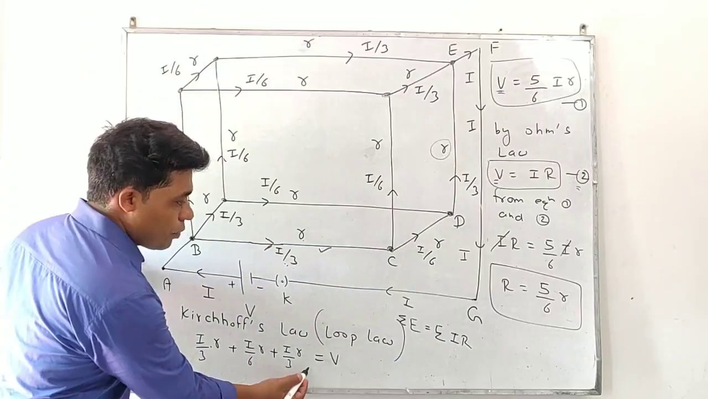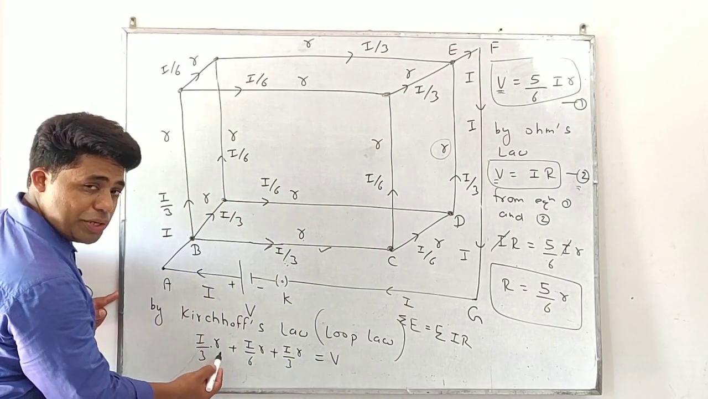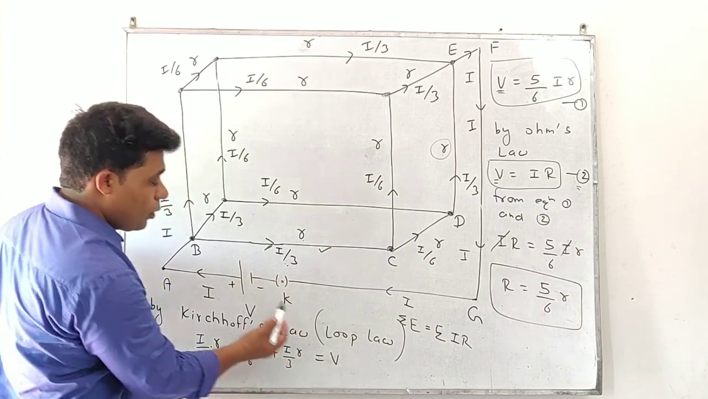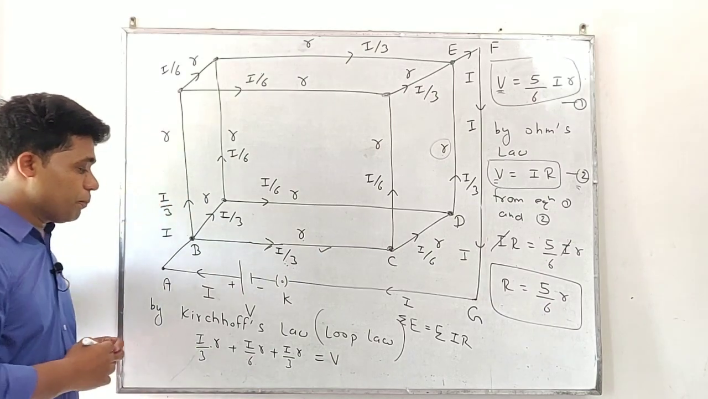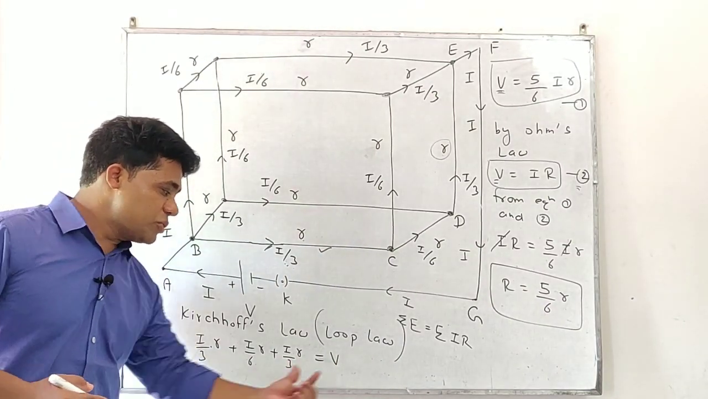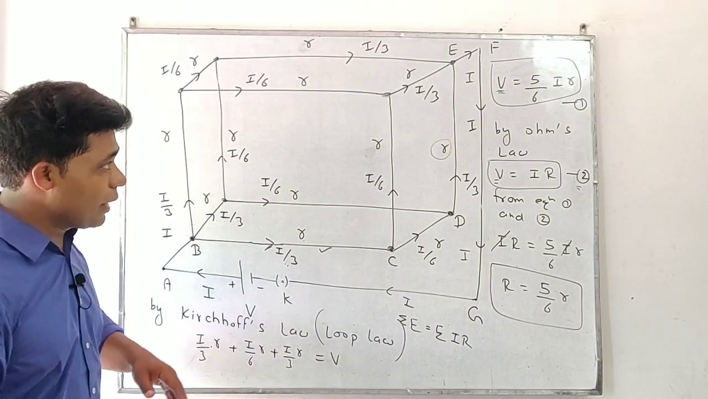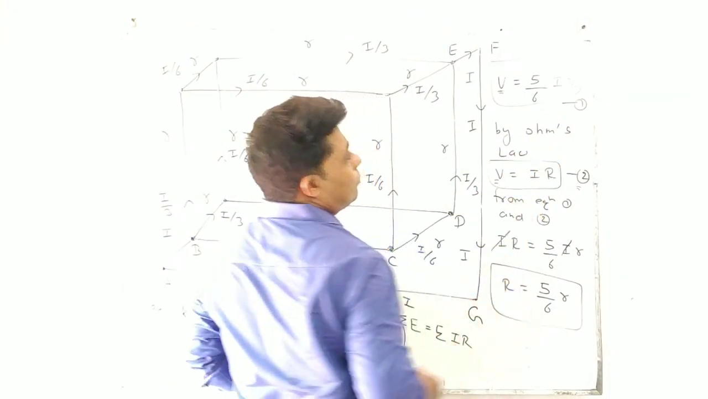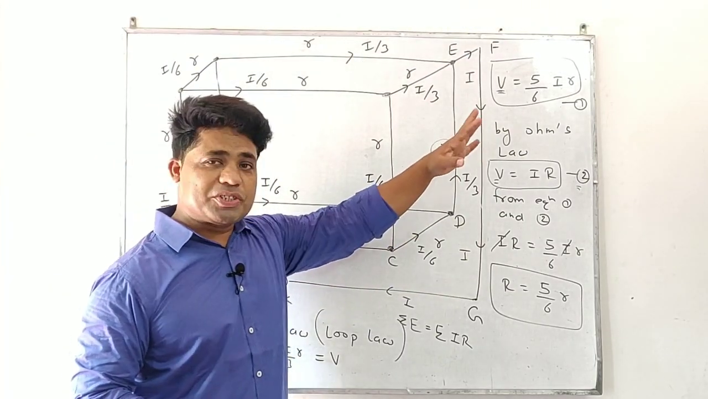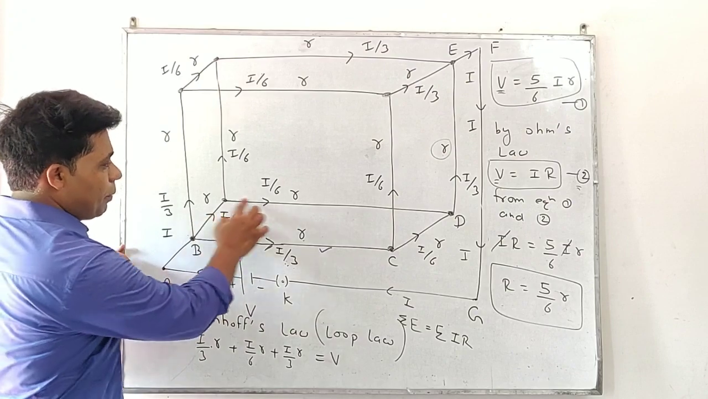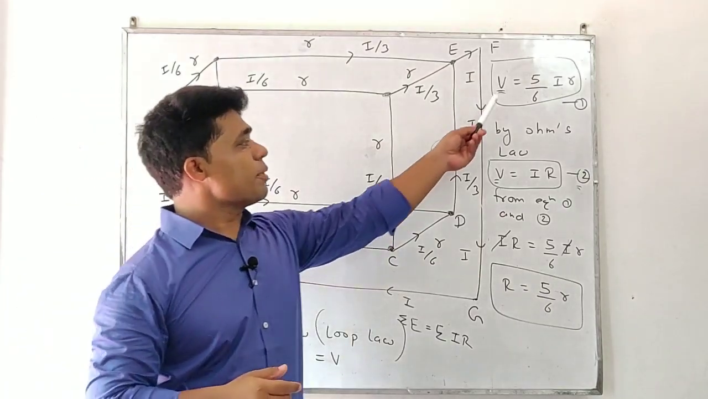Now students, sigma E equals sigma IR. On account of that, current into resistance will equal the voltage of the cell. We are given V as the voltage of the cell, so we'll write V on the other side. So this is basically Kirchhoff's law: sigma E equals sigma IR. Now on adding all these, we get 5/6 IR. By this path, we got the equation V equals 5/6 IR. If we follow the second path, or the third path, we'll get the same equation.